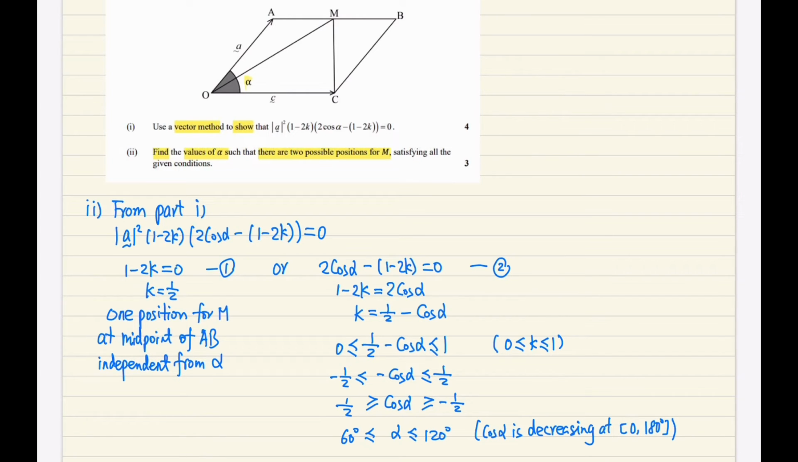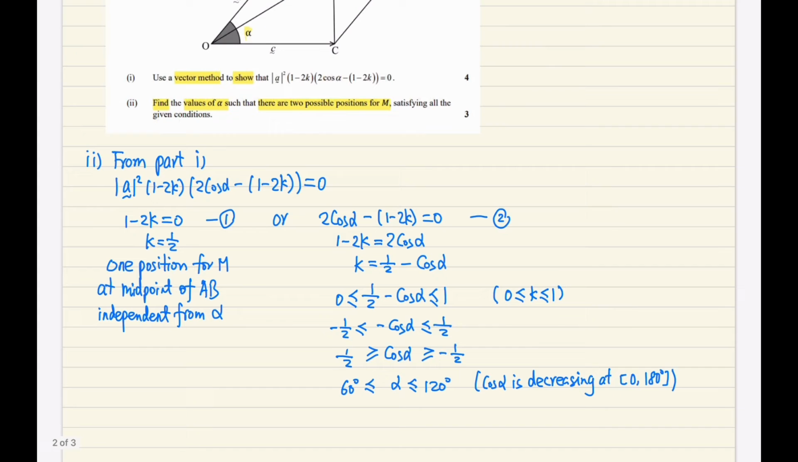Because cosine is a decreasing function in the interval of 0 to 180 degrees, the alpha values for the second point of M are from 60 degrees to 120 degrees inclusive.